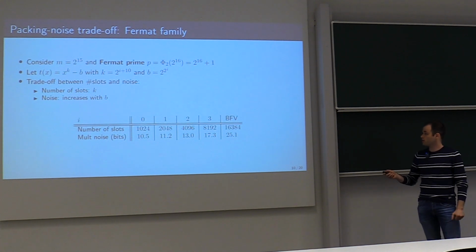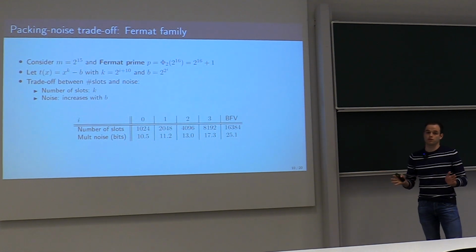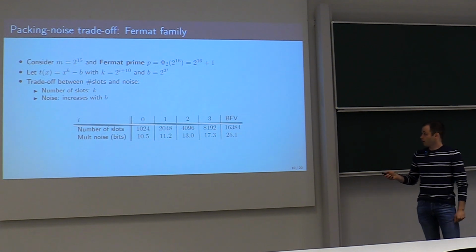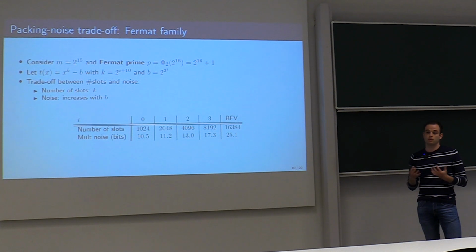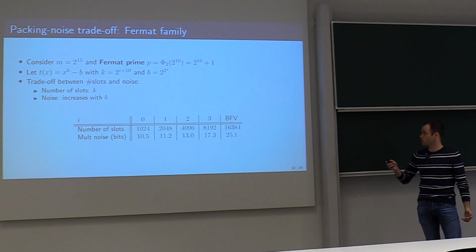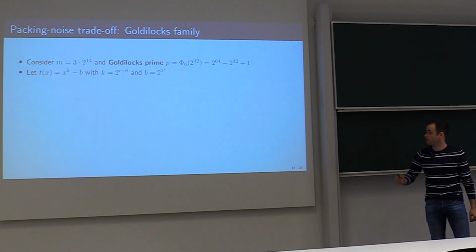And this is well illustrated in the table. For example, if we consider this left column, we have a parameter set with a small number of slots, but also very small multiplication noise. On the other side of the table, we have a parameter set with a larger number of slots, but also much more multiplication noise. So you can basically see this as a trade-off where you can really precisely set the number of slots that you want, and based on that, you get either slower or faster multiplication noise.